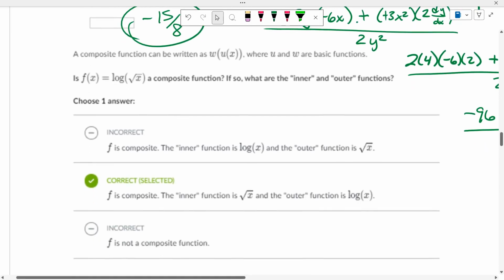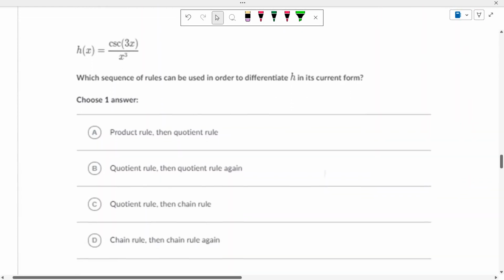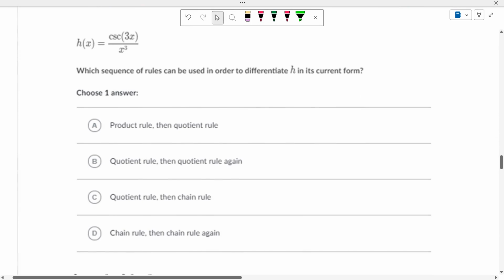Inner and outer functions. Square root of x is the inner and outer is log of x. That's easy. You guys know how to do that. What rule will we use here? Quotient and chain.